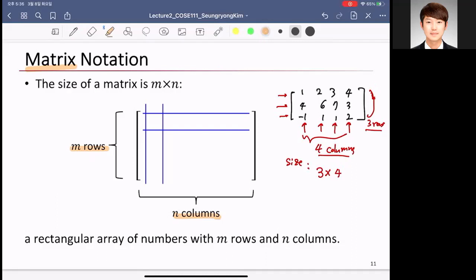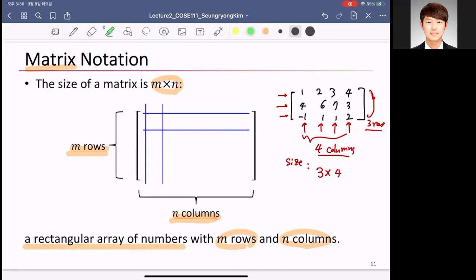In general, the m by n matrix, I mean the m times n matrix, looks like this: m rows and n columns. Or we can say that an m by n matrix is a rectangular array of numbers, I mean just values, with m rows and n columns. This is the definition of the size of your matrix.